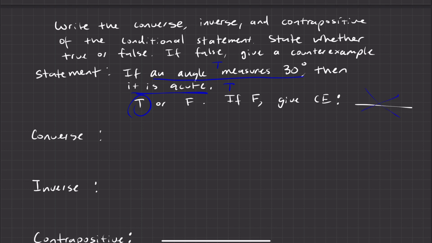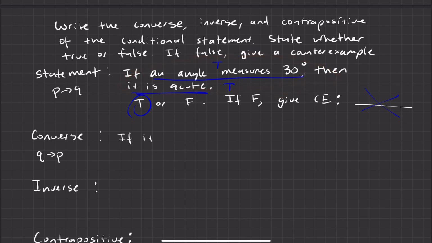The converse of that statement, okay, so first of all, this is the conditional. It's in the form if P, then Q. The converse of that statement is essentially if Q, then P. So you're going to look at this statement here and you're going to rewrite it. So it's going to be this.